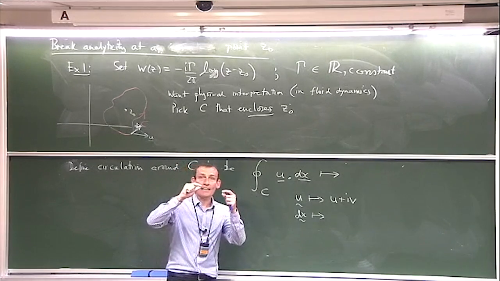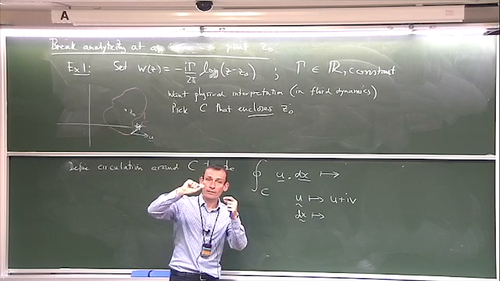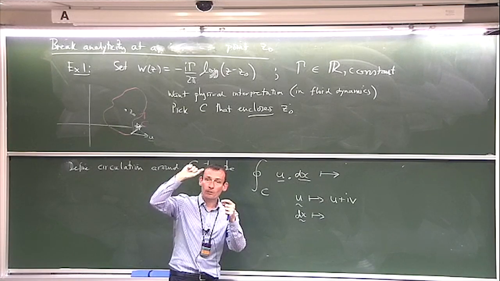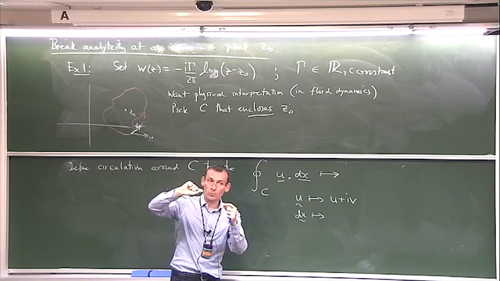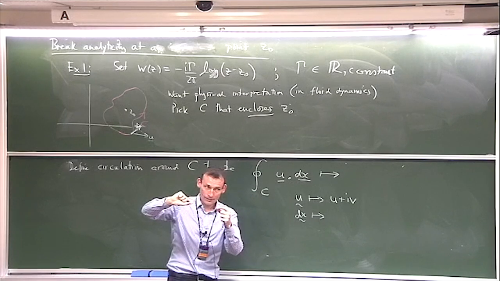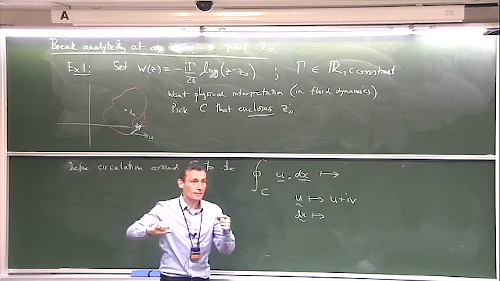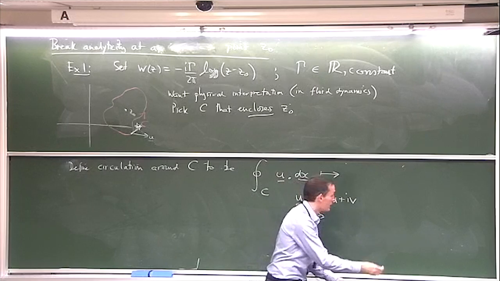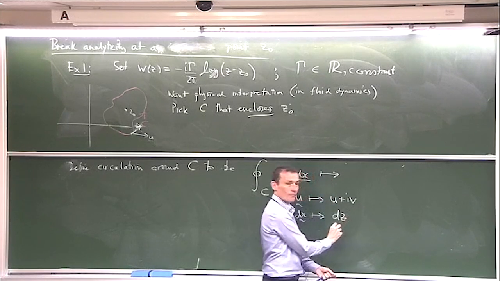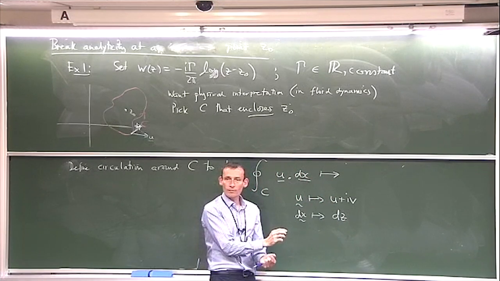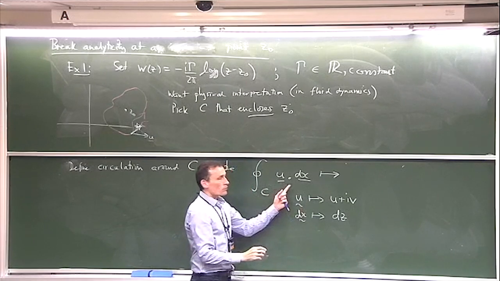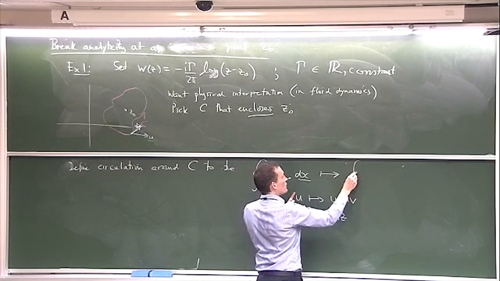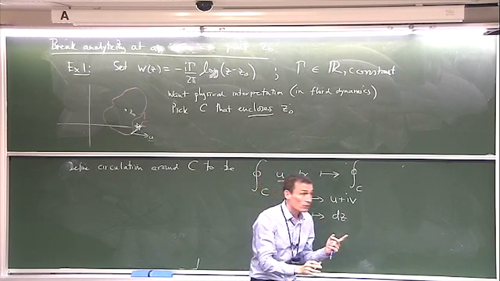Well, remember, dx is just dx, dy in a vector. So what's dx plus i dy? It's dz, isn't it? And remember what the dot product was? I'm still going around C, albeit in the complex plane now.